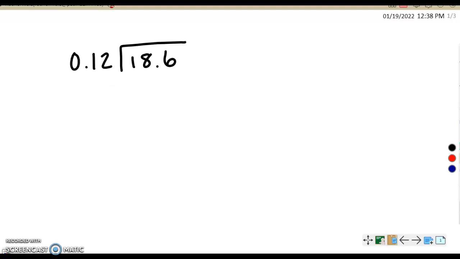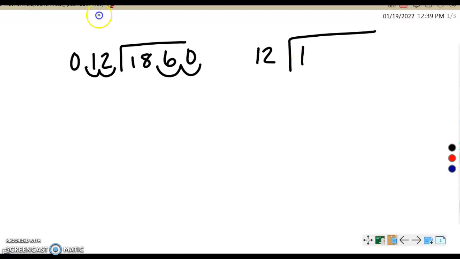So for this one, 12 hundredths, we're going to take the decimal and move it 2 places to the right to make this 12 on the outside. And then whatever I do to the outside, I have to do the same thing to the inside, so I move it 2 places to the right on the inside. The only problem with that is you come out with an empty place value, so we have to add a 0 in there. So now we've got 12 being divided into 1,860. Once you get here, then you can just divide like normal.